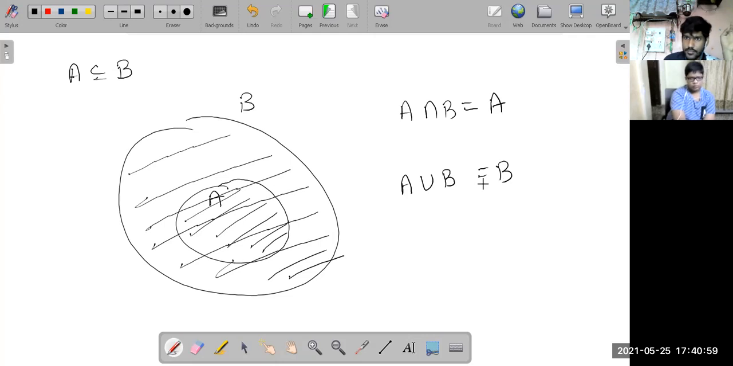Do you understand this? Yes, sir. So when A is inside B, look at this way: A is a small set and B is a bigger set. A is smaller, B is bigger. So the intersection is equal to the smaller set, A intersection B is equal to A. And the union is equal to the bigger set, A union B is equal to B. Now is it clear? Yes, sir. Okay. Now coming back to this.